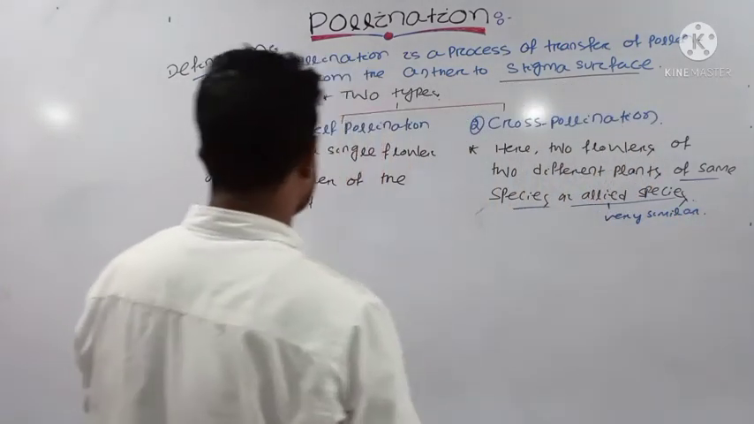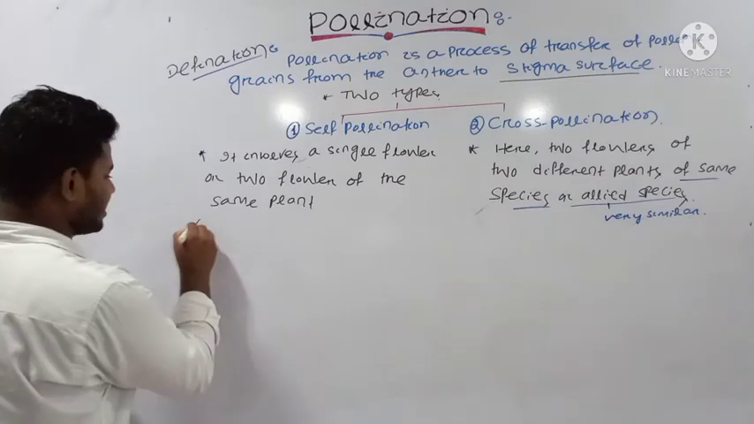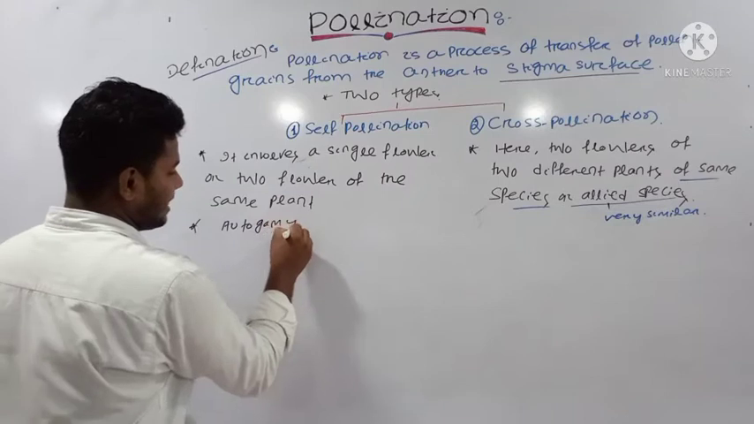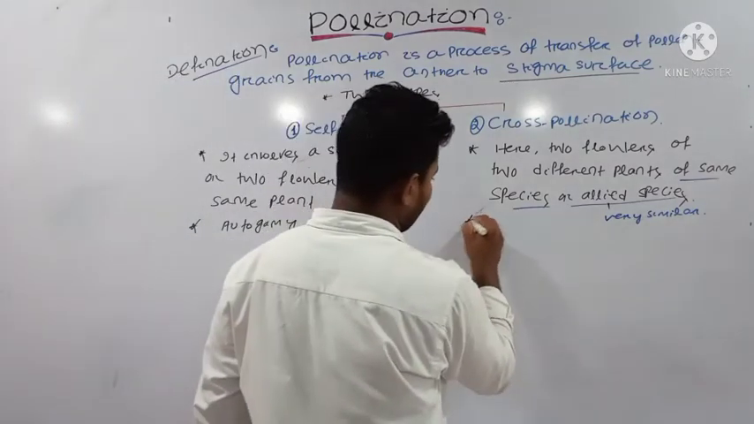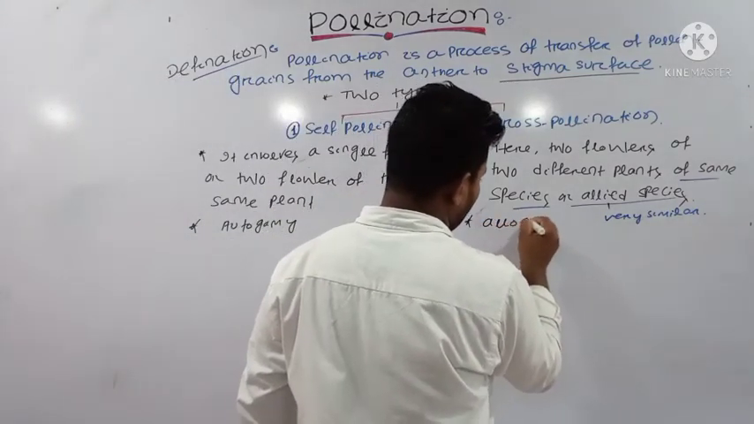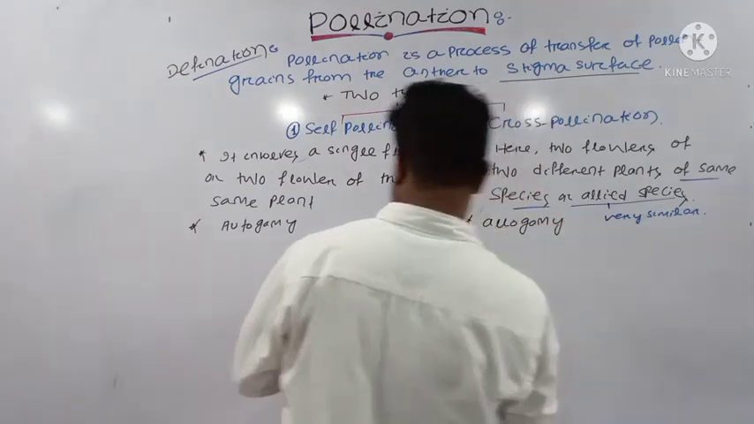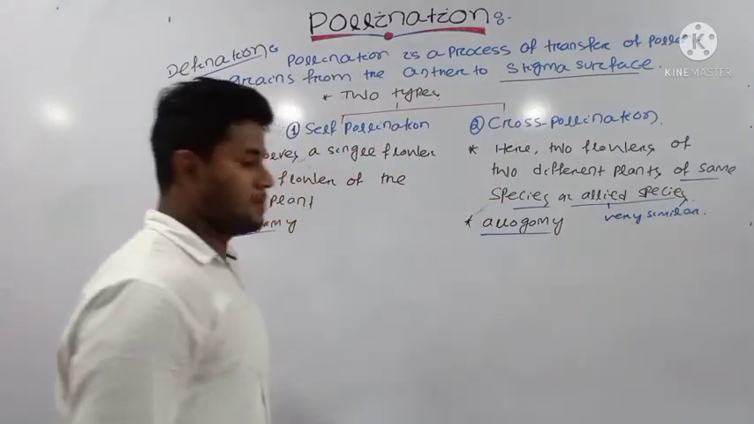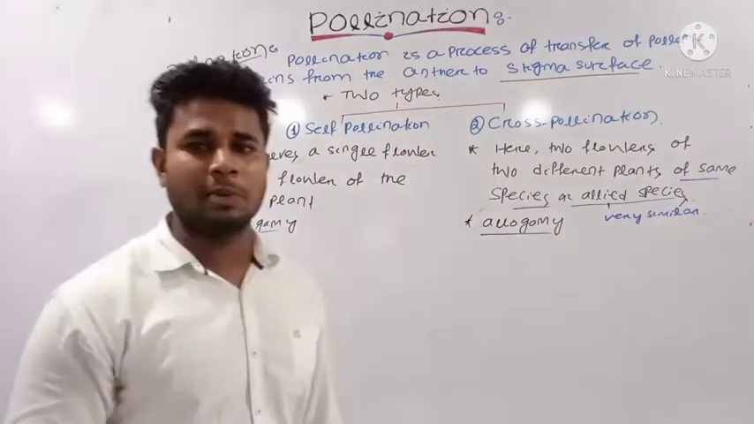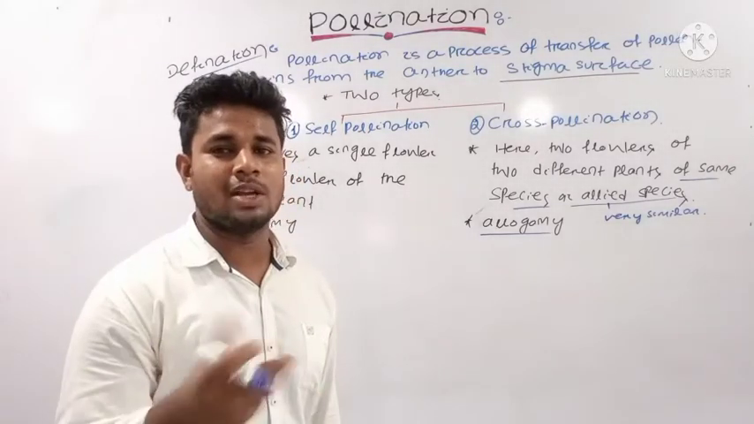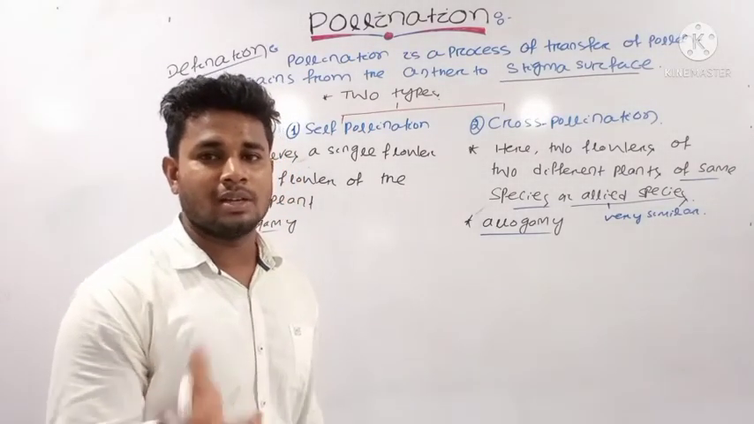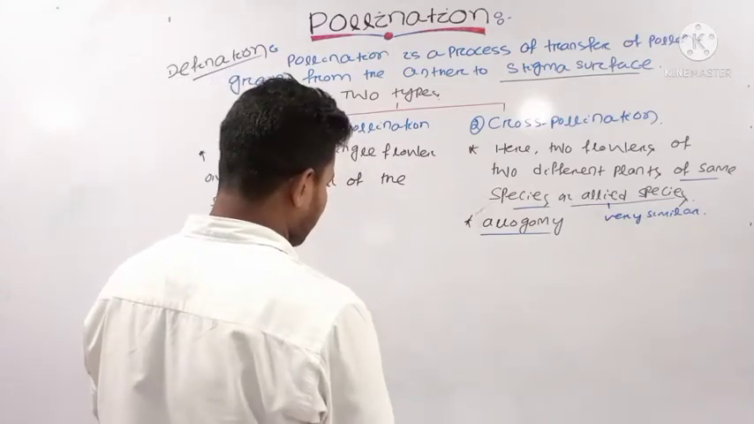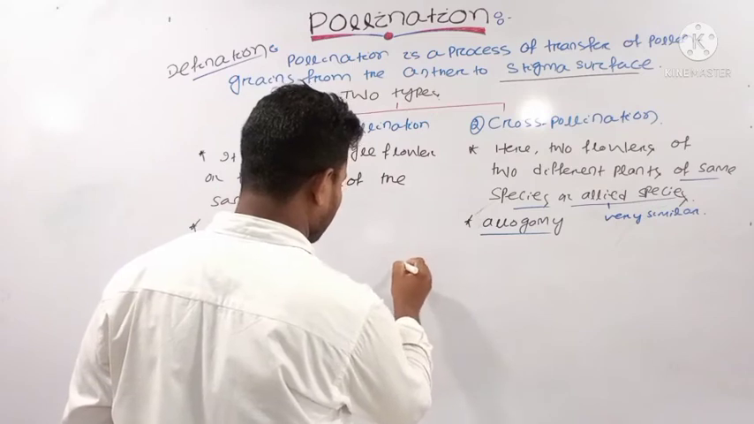Self-pollinating flowers are also called autogamy, and cross-pollinating flowers are also called allogamy. This is the autogamy process and this is the allogamy process. If we draw the diagram of the flower, you can understand how a self-pollinating flower looks. Suppose we know the structure of the flower, and this is your flower structure.